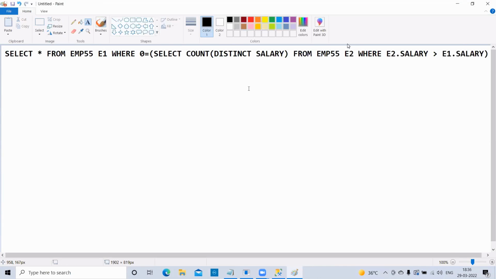Now, each and every point you just observe carefully. First of all, in this correlated subquery, can you find out here two alias names are there? There are two alias names. Yes or no? Yes. So one alias was E1 and one alias was E2. You already know, I think all of you remember self-join. Self-join, can you remember, guys?